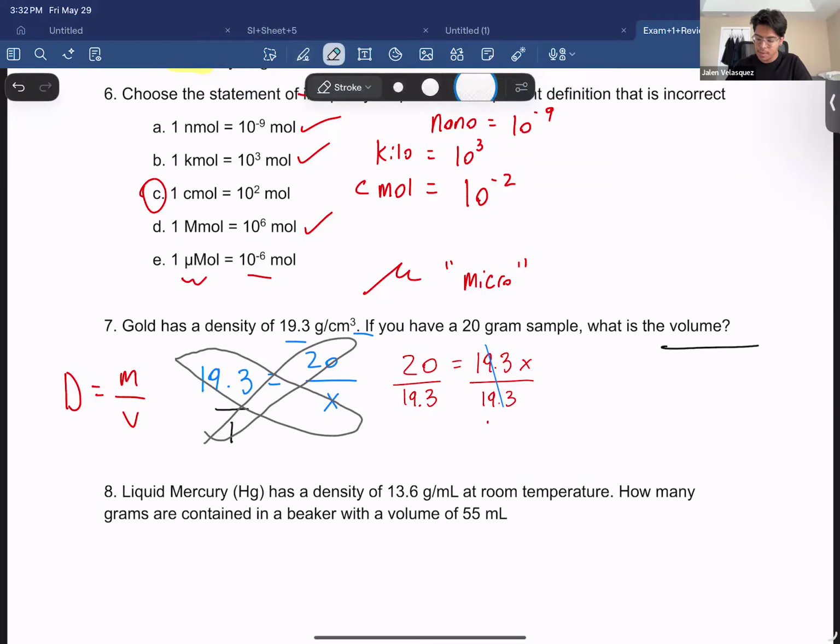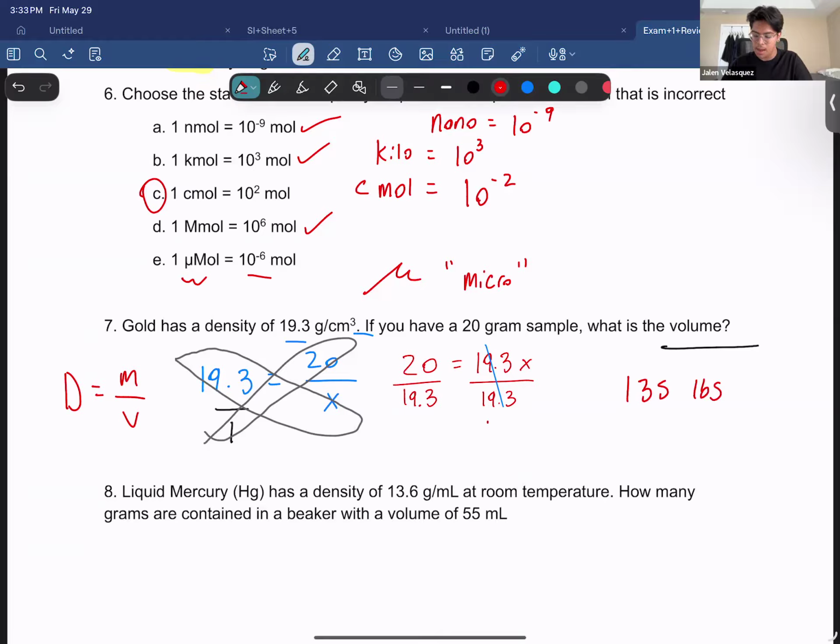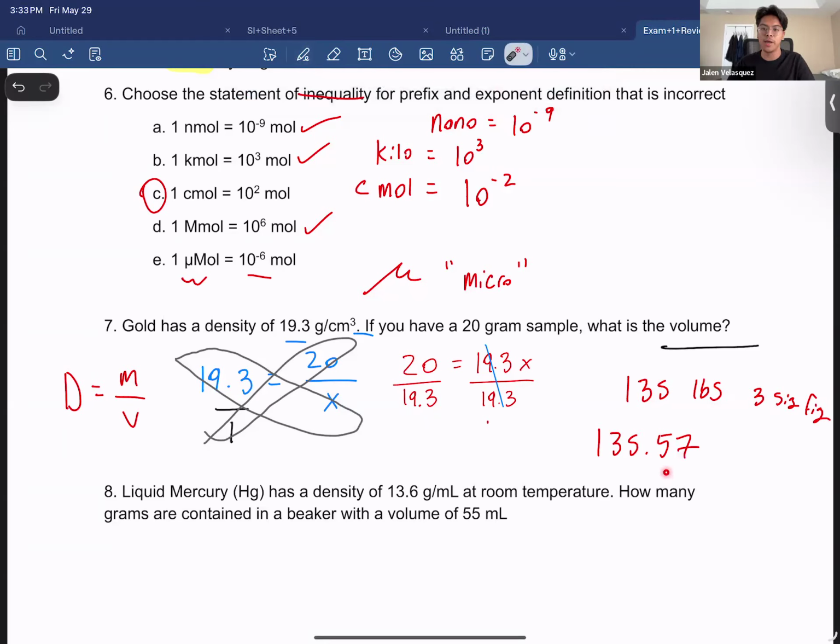Say I'm measuring my weight, and I say I'm 135 pounds. This has three sig figs, but it's not really that precise, because chances are my weight is not exactly 135.0. It's probably 135.57. Notice how when you introduce these extra digits, you're getting more precise, more exact.